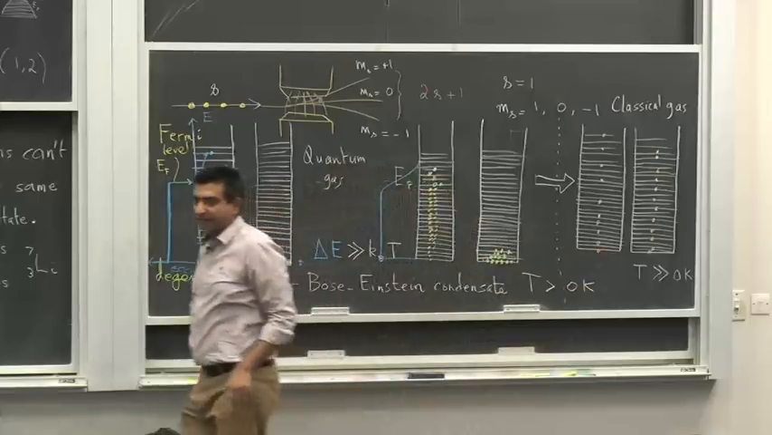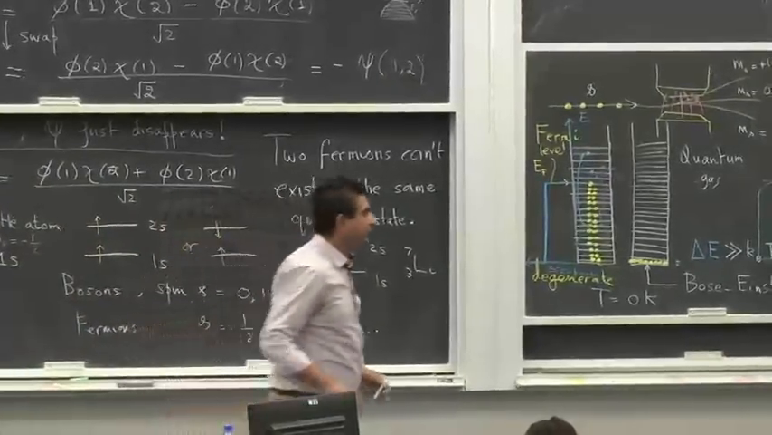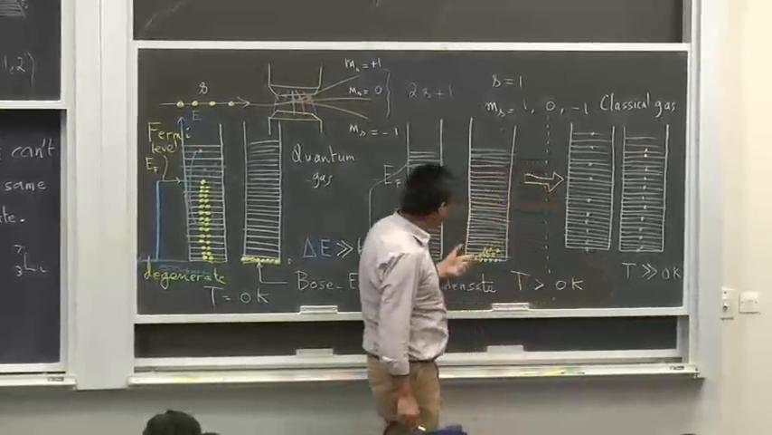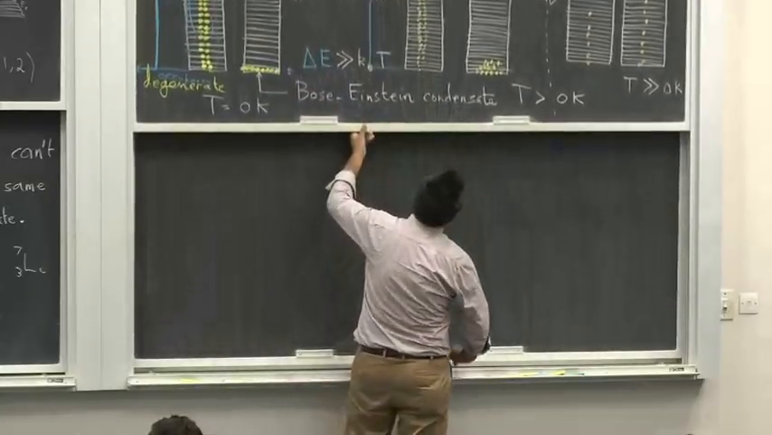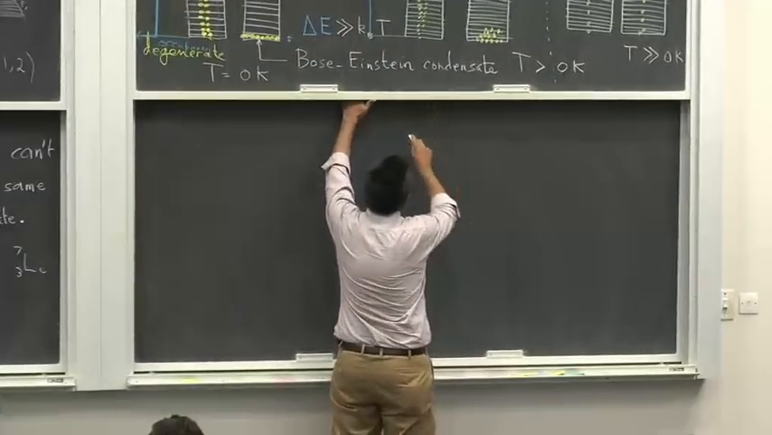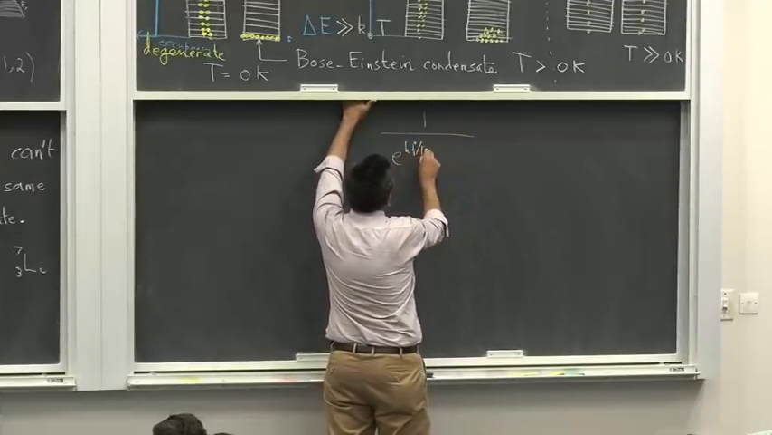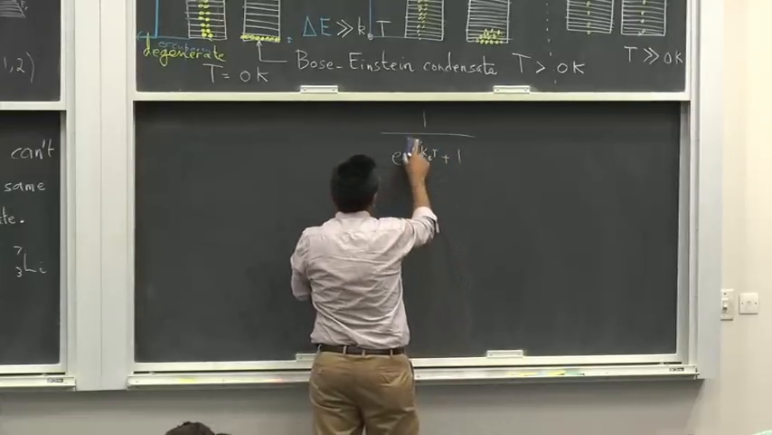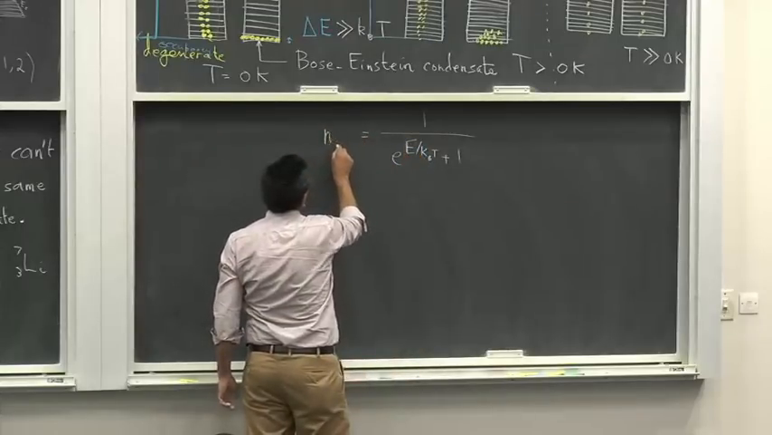There was a question at the back. Yes. Sir, does the energy of these electrons follow the Maxwell distribution? In this case, yes. In this case, the electrons, the fermions, have a distribution which is given by 1 over e to the power (E minus E_F) over k_B T plus 1. This is the distribution for fermions.